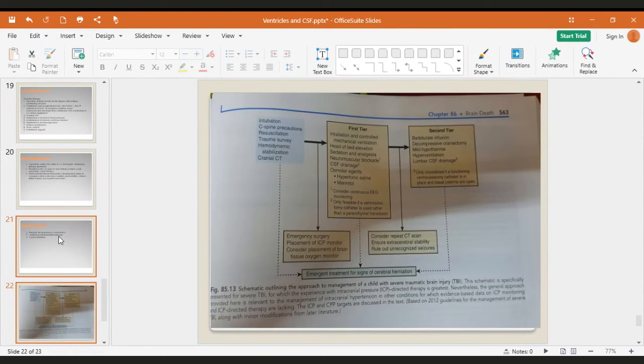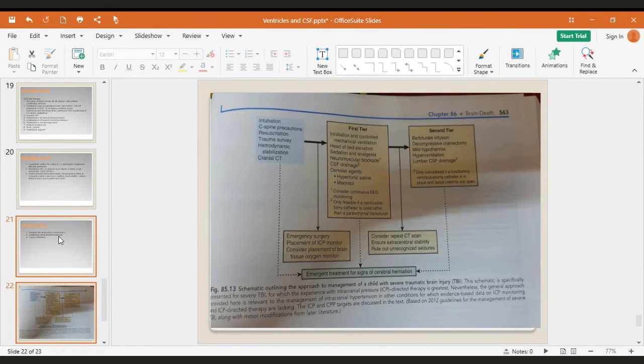This slide shows the diagram of the therapy of increased intracranial pressure. Intubation is required. Cervical spine precautions should be properly handled. Resuscitation, trauma survey, hemodynamic stabilization, cranial CT if the patient has trauma. First tier therapy is intubation and controlled mechanical ventilation, head of bed elevation, sedation, analgesia, neuromuscular blockade, CSF drainage, osmolar agent, hypertonic saline, mannitol. Consider continuous EEG monitoring.